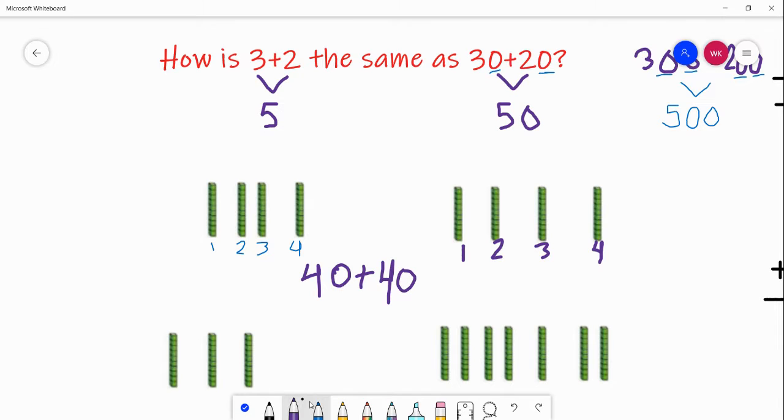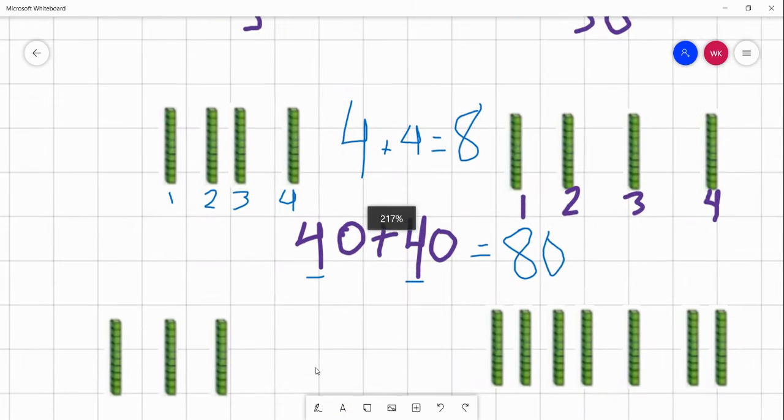So if you want to just look at your 10s first, you can say to yourself, what is 4 plus 4? And you know that 4 plus 4 is 8. So you're going to go ahead and put your 8 down, and then you have your 0 left over. So your number is 80. So 4 plus 4 equals 8, and 40 plus 40 equals 80.